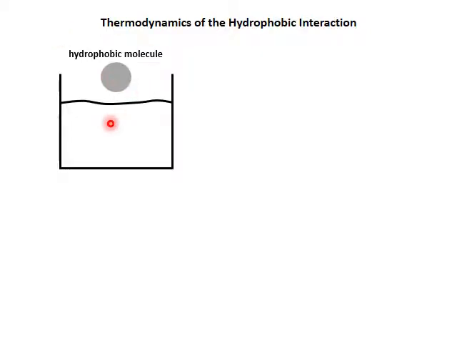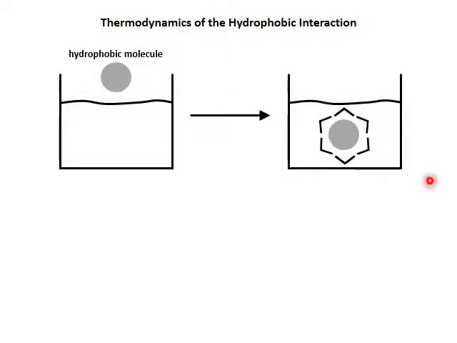Now for this to happen, we must create a cavity for the hydrophobic molecule to be put into water. And so water molecules must hydrogen bond in such a way to make this cavity to accommodate this hydrophobic molecule. So there's a lot of ordered water molecules that surround this. It's almost ice-like in its structure.